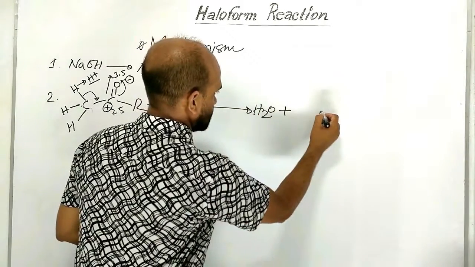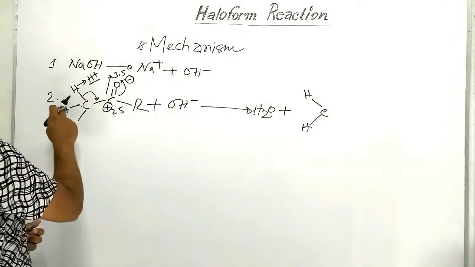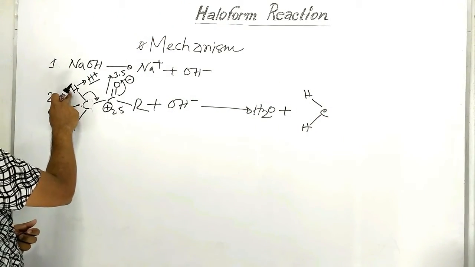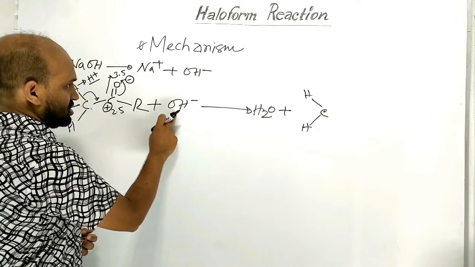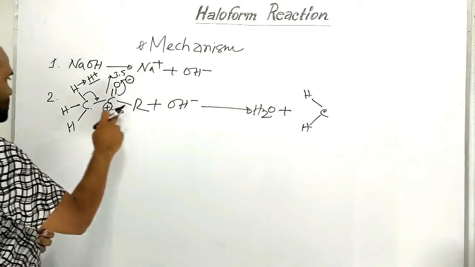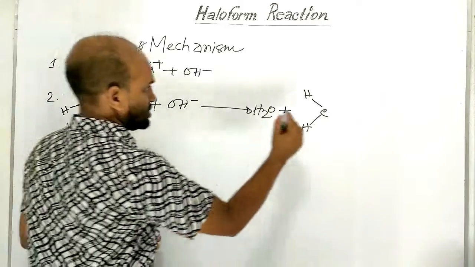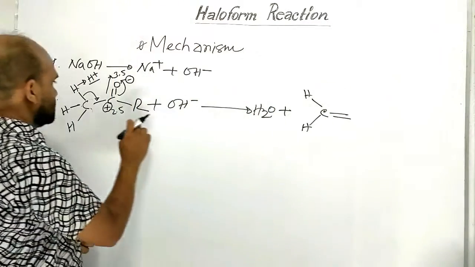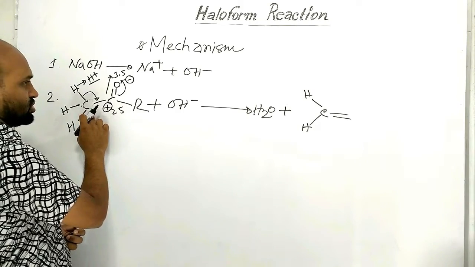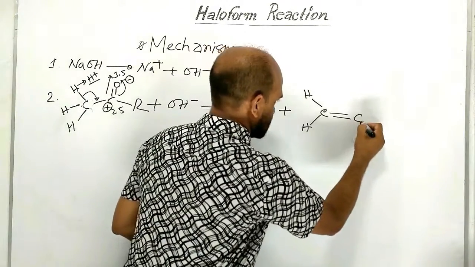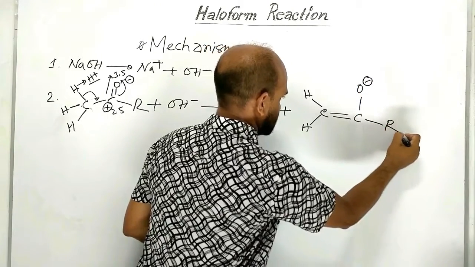This is carbon. Here now two hydrogen atoms. This hydrogen is freed as proton and combines with what? Hydroxide ion to form water. Now this contains two hydrogen atoms and here carbon-carbon single bond turns into carbon-carbon double bond. Here carbon, oxygen, negative charge. This is alkyl group.